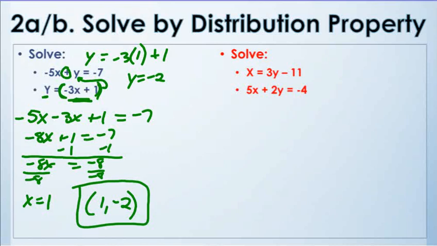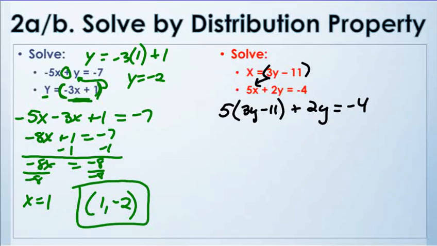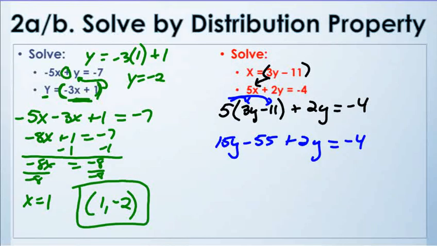Next one here, I have x by itself, so I can substitute that in for the x of the other equation, and I have 5 times 3y minus 11 plus 2y equals negative 4. Again, I just want to verify I only have one variable now, and I do, it's just y. Distribute the 5, so that's 15y. 5 times negative 11 is minus 55, plus 2y equals negative 4. Combine like terms, so 15y plus 2y is 17y minus 55 equals negative 4.